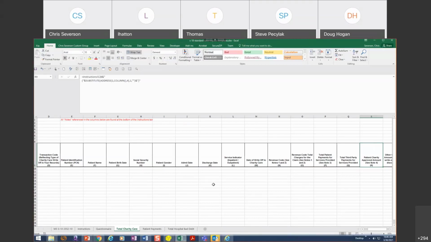So let's go ahead and start with the total charity care tab. By the way, I want to mention that the total charity care tab and the total hospital bad debt tab are very similar for many of the columns until we start getting to the end.